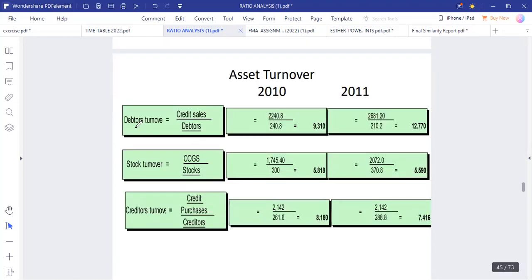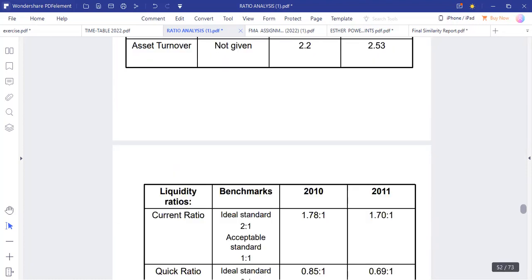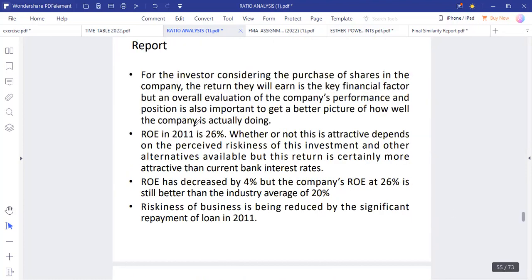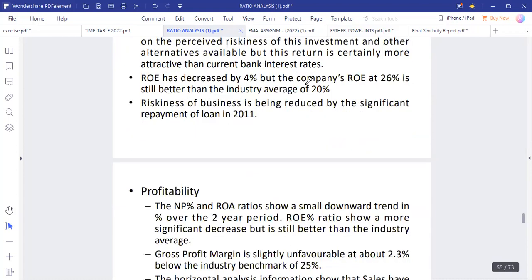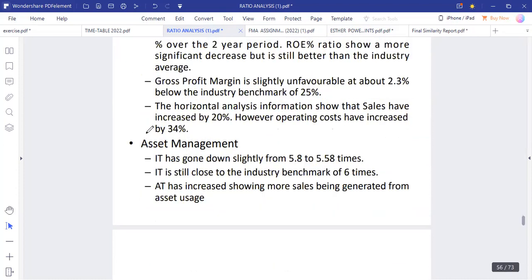Then we go to debtors turnover, stock turnover and creditors turnover. We divide the credit sales over debtors for each of the 2 years, cost of goods sold over stocks, credit purchases over creditors. So you get the figures there. You can multiply them by 365 if you want to express them in terms of days. Just on these 2 kinds of ratios, you will need to have an analysis. For instance, at the end, you give a report pertaining to asset management.